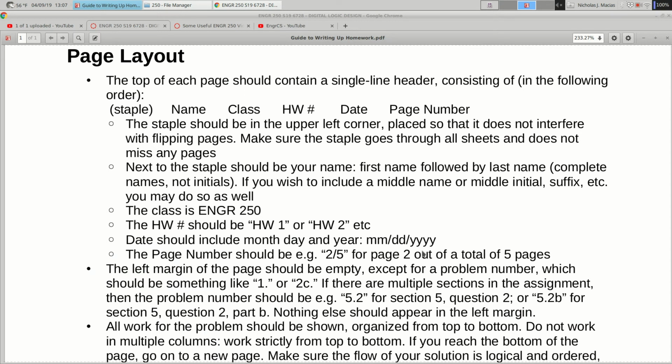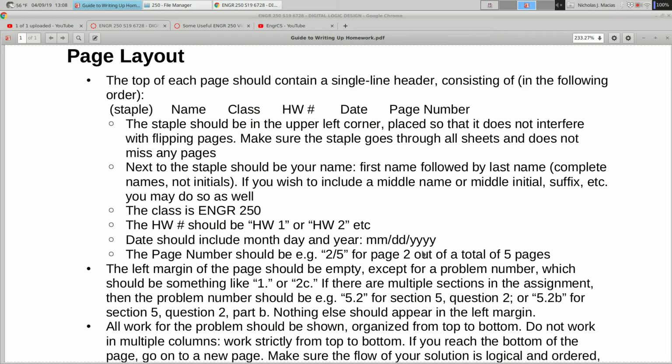Followed by your name, and I would like your full name, first name followed by last name. No initials, please, unless that's how you actually go by your name. I get people with the same last name, and people who use a different name from what's in Canvas, and they just put down their initial, and I have no idea who this person is. It's actually caused some problems in the past.